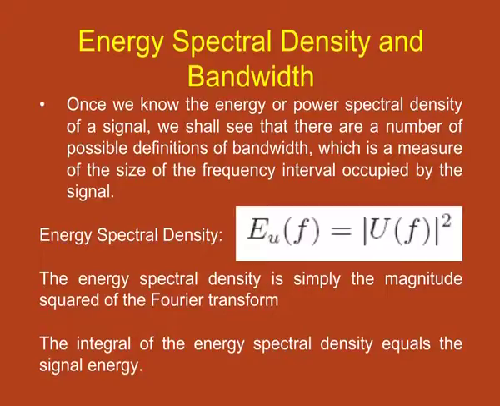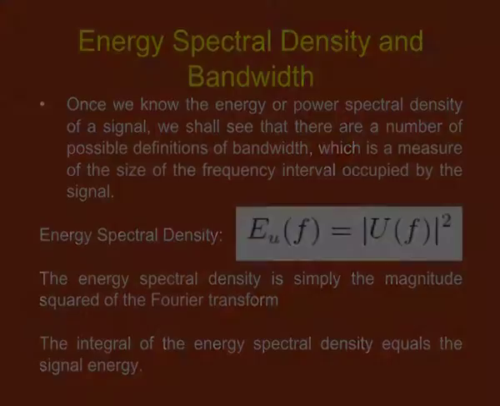So, what is energy spectral density? If you consider the Fourier transformation of a signal u(t), which is denoted by U(f), then the mod of U(f) squared is called energy spectral density, and if we integrate the energy spectral density over the entire frequency range, the integral will be equal to the energy of the signal.